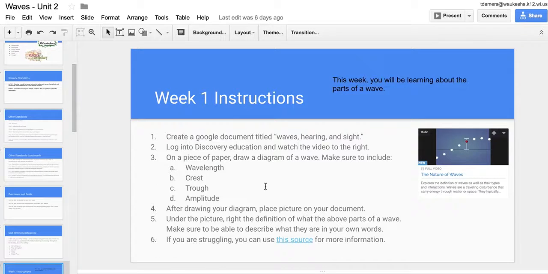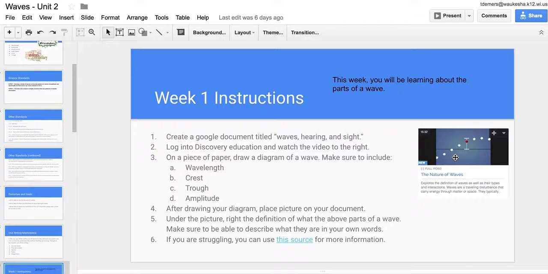For your week 1 instructions, you're going to first create a Google document titled Waves, Hearing, and Sight. Then you're going to log into Discovery Education and watch the video to the right. As a reminder, you need to make sure that you go to waukesha.discoveryeducation.com, and your username and password are going to be your school username and password. Then, on a piece of paper, and you can hand draw this, I'd like you to draw a diagram of what a wave looks like. Make sure to include the key terms and label them, wavelength, crest, trough, and amplitude.